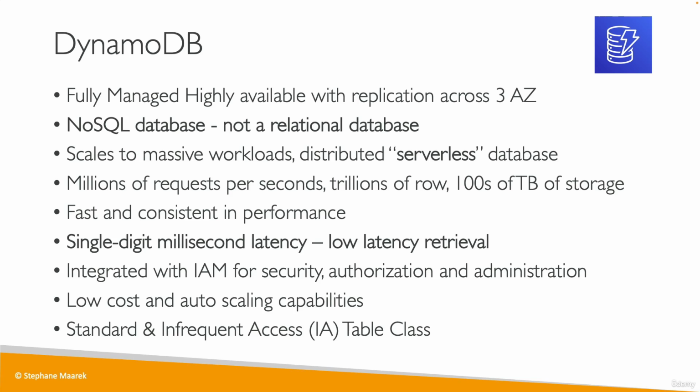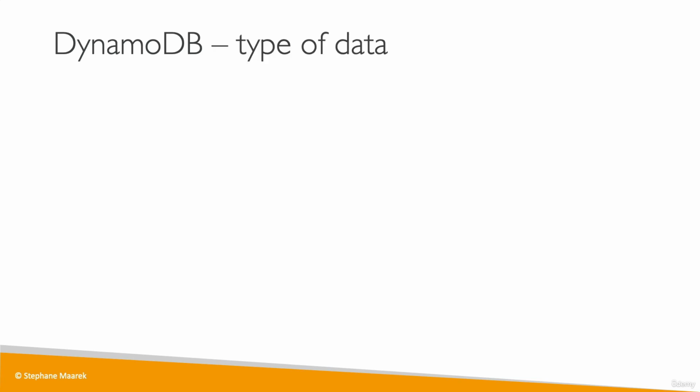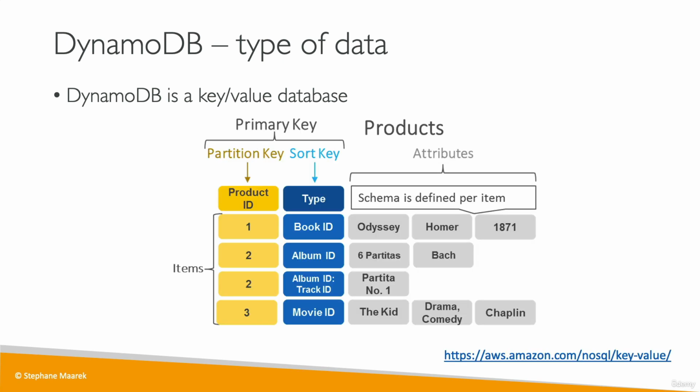So the question you may have is, what type of data goes into DynamoDB? Well, it's a key value database, and the data looks like this. You have a primary key, which is made of 1 or 2 columns, a partition key and a sort key, and then attributes on the right-hand side, where you can define your own columns for your data. Finally, all the items are going to be row by row, and this is how a DynamoDB table works. Very, very simple, but again, remember, it's a NoSQL database. It has low latency retrieval of data, and you also get access to a serverless database.